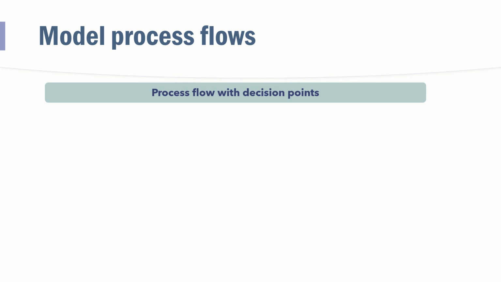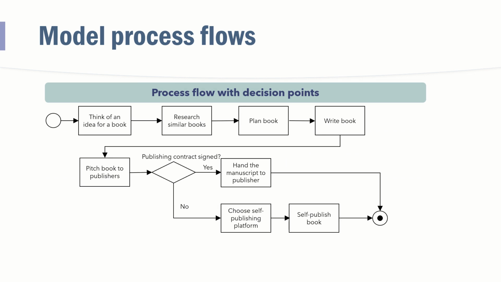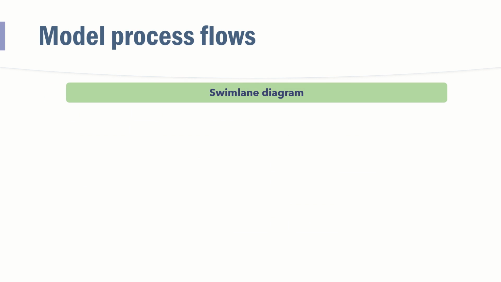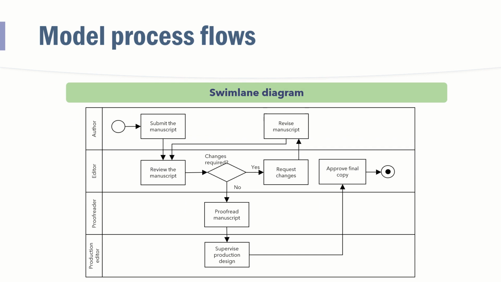You may also create a process flow with decision points. That's where your process may branch in different directions depending on a certain condition. For example, if you're writing a book and want to publish it, a lot will depend on whether you will actually find a publisher. If yes, you will hand the manuscript to them and they'll do the rest. If no, you may need to do a few other steps to self-publish your book, and that's where your decision point comes in. And of course, there are swim lane diagrams. These are the diagrams that show you what activities are done by different people, by different roles. That's what it looks like.